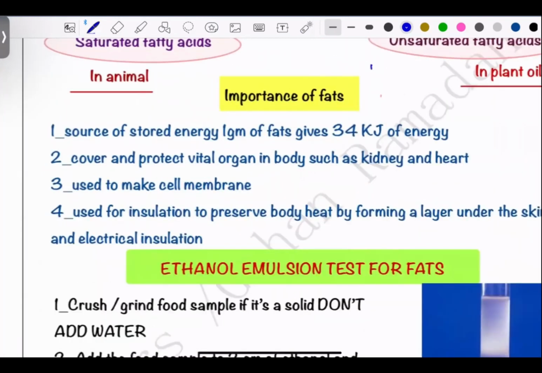Importance of fat here is a source of stored energy. By the way, now you notice that we have two substances that give us energy. What are the two substances that give us energy here? Carbohydrates. Excellent. By the way, the fats give us a larger amount of energy than the carbohydrates. But we're going to use the energy coming from the carbohydrates faster than the fats.